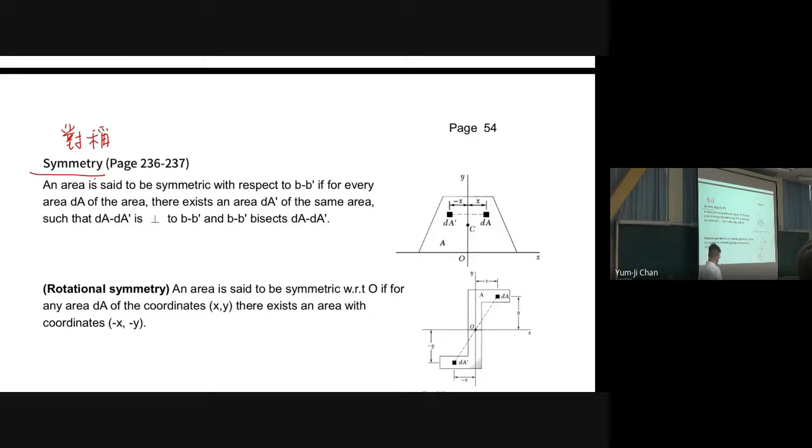We define what symmetry is using some geometry. So an area is said to be symmetric. Oh, by the way, for the noun, symmetry, the accent is here, and for the adjective, it is symmetric. Okay.